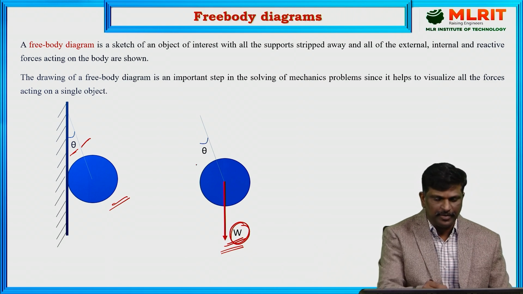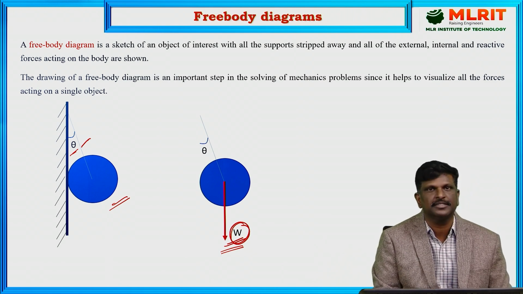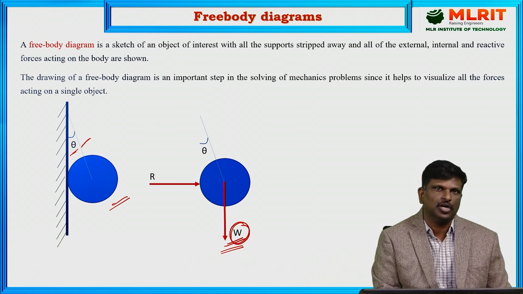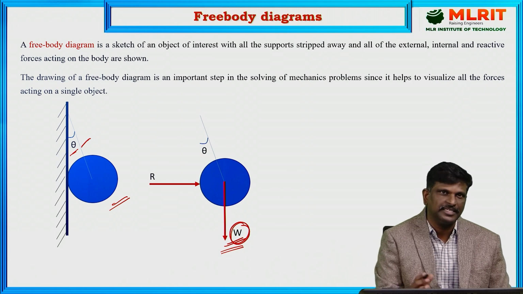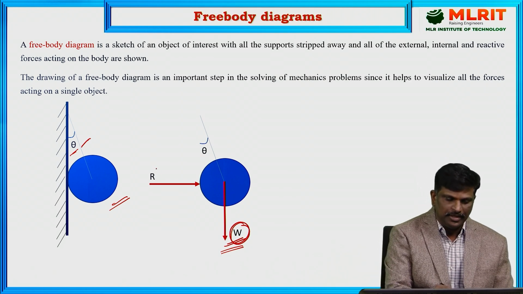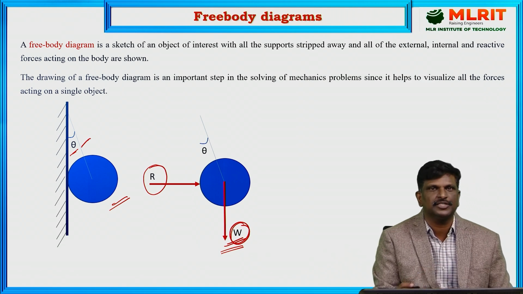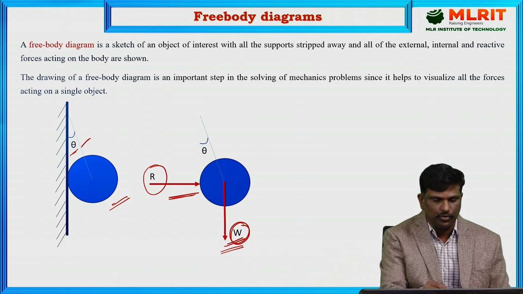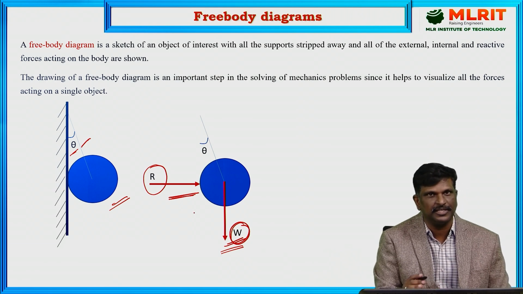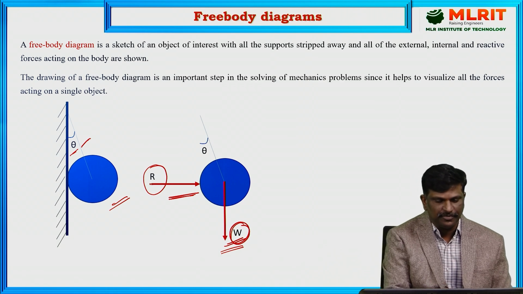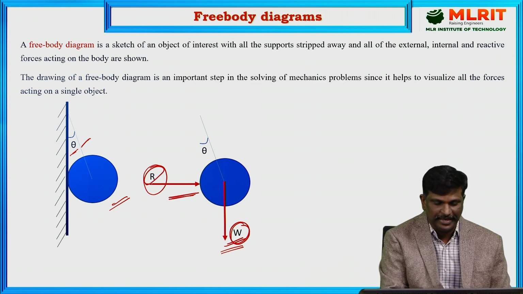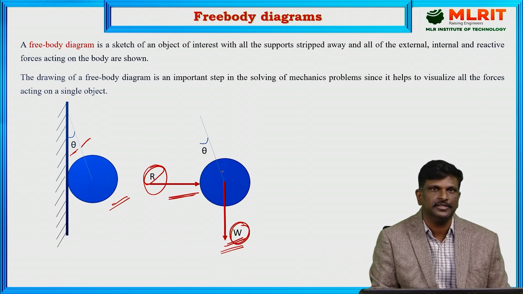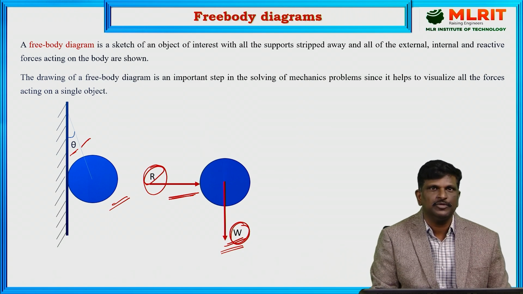Here, if we remove the support, we need to replace it with an equivalent reaction. The force which is acting on the wall is supported by the wall. The same amount of reaction it will exert on the body to keep it in this position. That means if we remove the support, we need to replace it with an equivalent reaction. By the application of this reaction, we can keep the body in this position. Similarly, if we remove the thread or string, it is not possible to keep the body in this position.